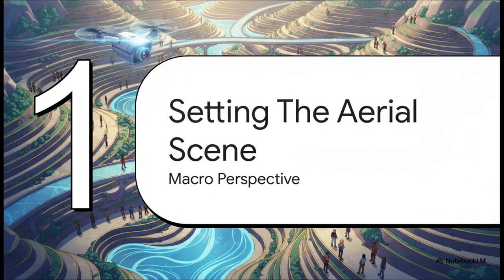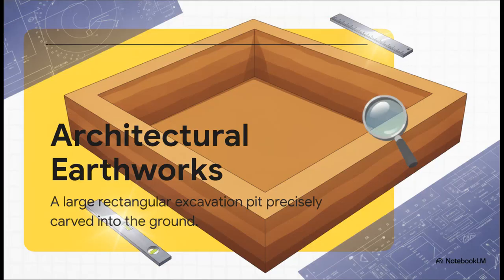Section 1. Setting the aerial scene. A macro perspective. Just to make sure we're completely on the same page as we move forward, let's define exactly what architectural earthworks are in this context. It's the groundwork of a home, specifically defined as a large rectangular excavation pit precisely carved into the ground. Notice that word right there. Precisely. There is absolutely no chaos here. It's an organized, highly deliberate manipulation of the natural landscape.